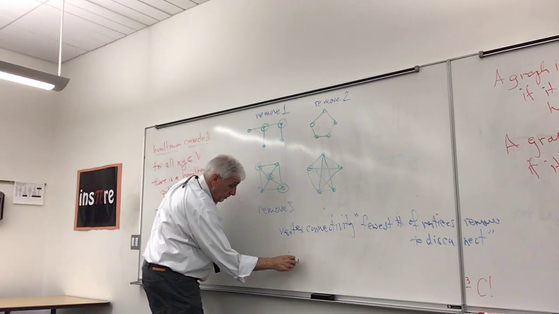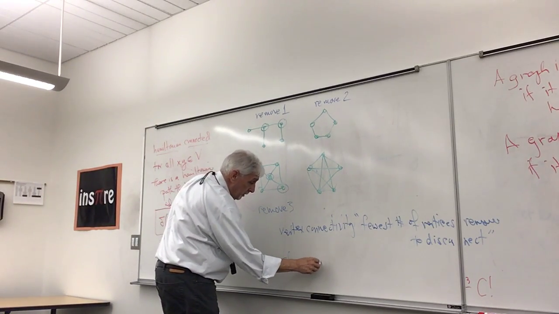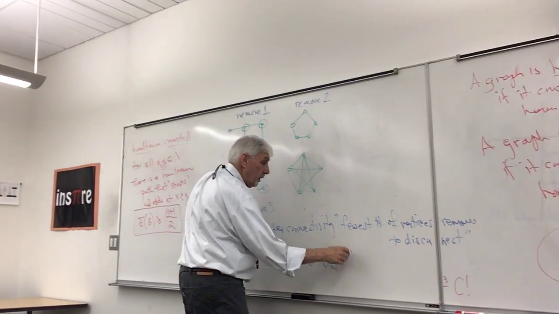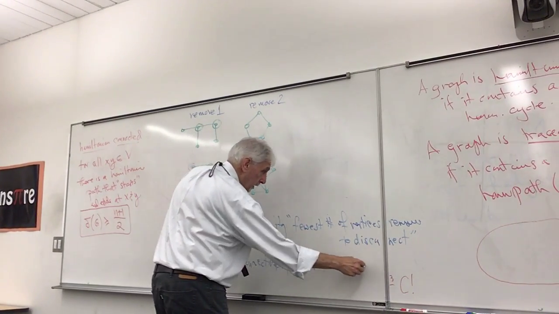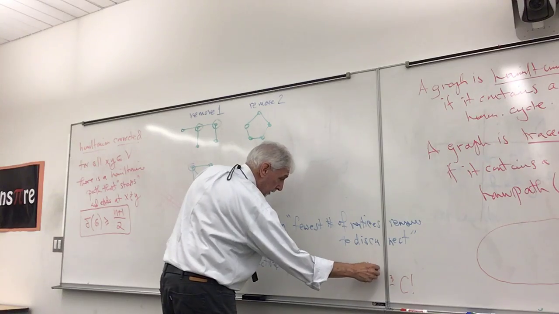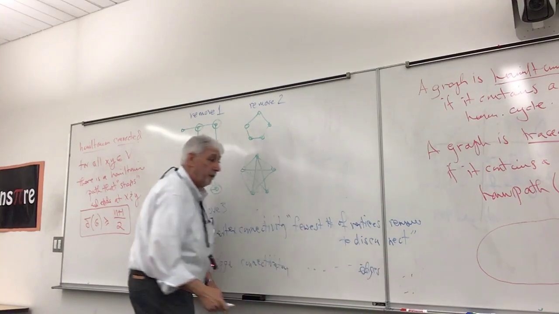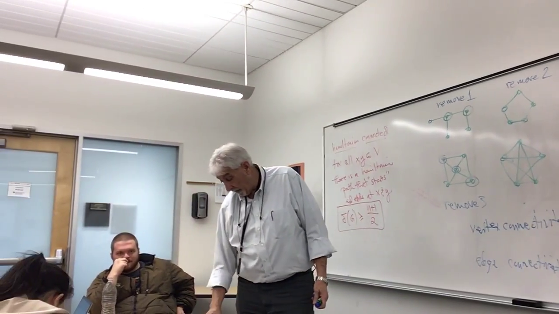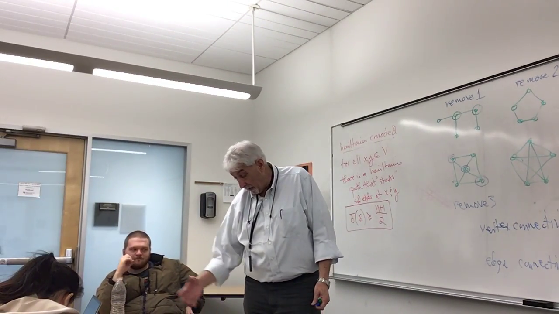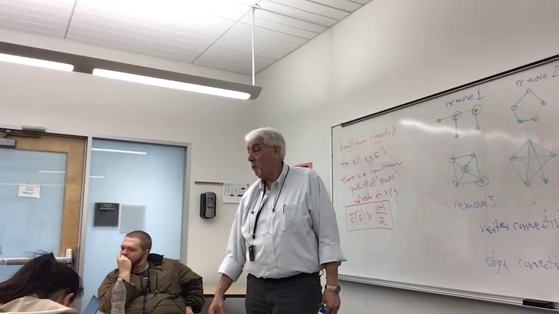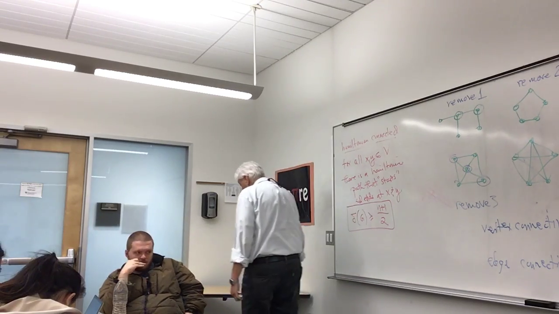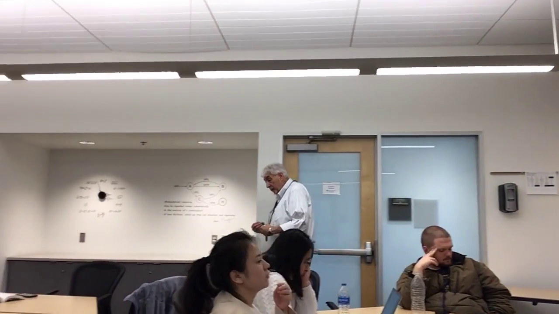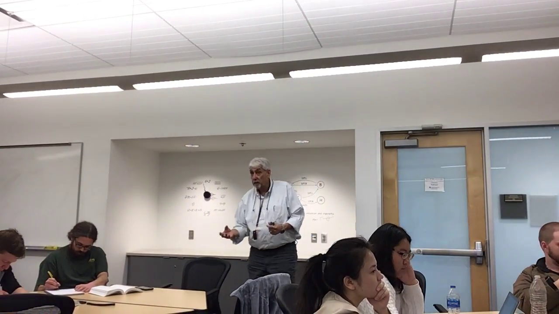Edge connectivity: the fewest number of edges you have to remove to disconnect. As we move into chapter 6, you'll see that we define vertex connectivity and edge connectivity as the minimum number of vertices that I have to remove to disconnect the graph, and the minimum number of edges.